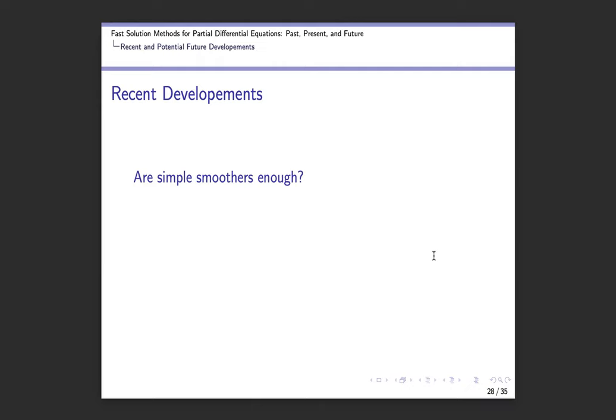Okay. Let's focus on the next topic, recent developments. We consider simple smoothers, but are simple smoothers enough? Are simple smoothers enough for the multigrid method? Not really, for some specific problems. So we need some richer smoother, of the Schwarz type, for this kind of problem.